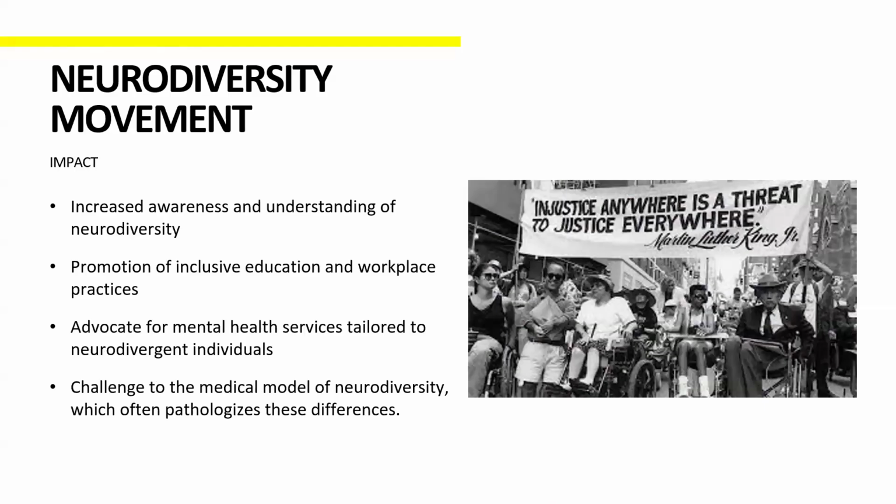There was a huge impact on society once the neurodiversity movement emerged. It was evident that there was an increased awareness and understanding of neurodiversity. It promotes inclusive education, such as IEPs and 504 plans, and workplace practices, such as workplace accommodations. The neurodiversity movement advocates for mental health services tailored to neurodivergent individuals and challenges the medical model of neurodiversity, which often pathologizes these differences.